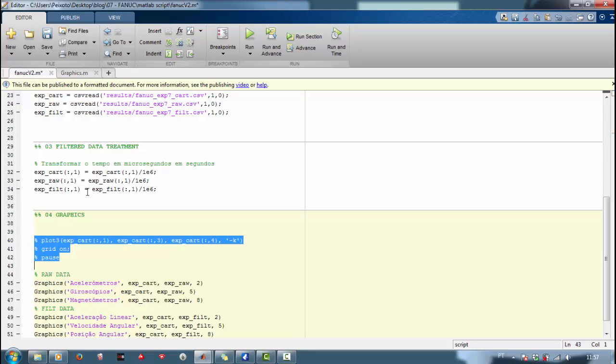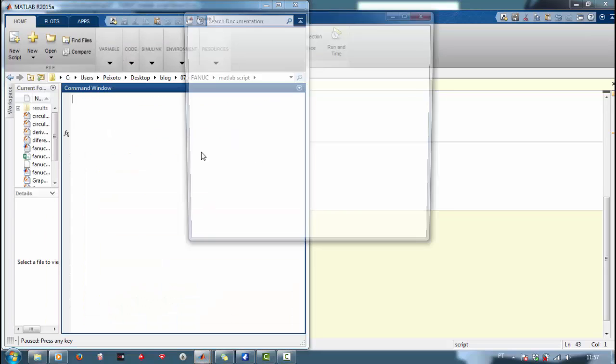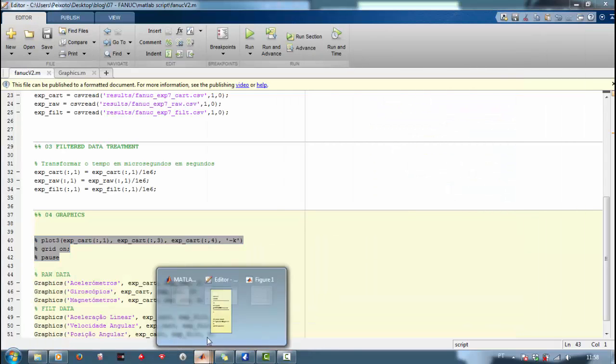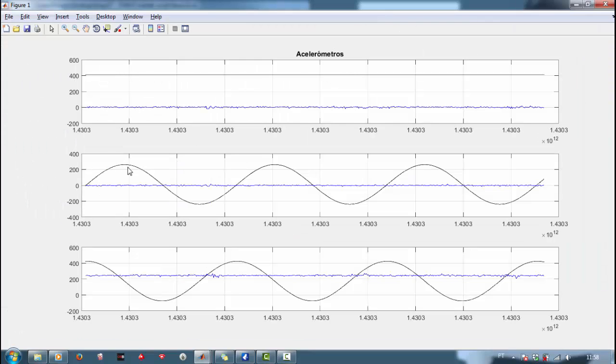So for starters, what I will do is analyze the raw data that comes from the robot, that comes from the sensors, I'm sorry. What we need to understand is that this black line represents the data that I obtained from the Fanuc robot. This is the correct data, so to say, and these blue lines represent what I've taken from the sensors. In this case, I've got the accelerometers.